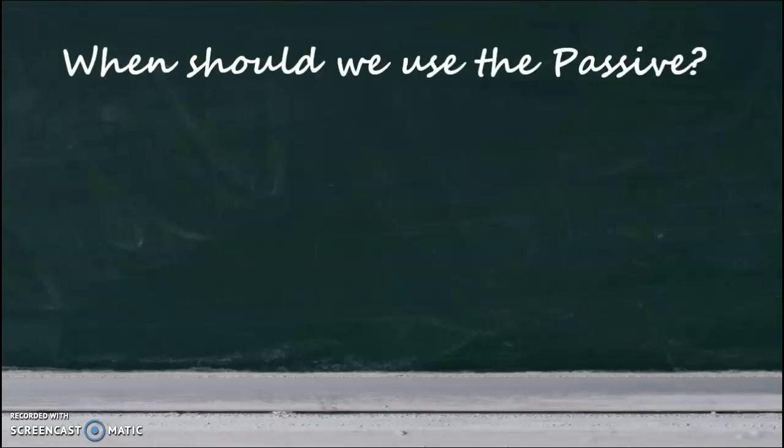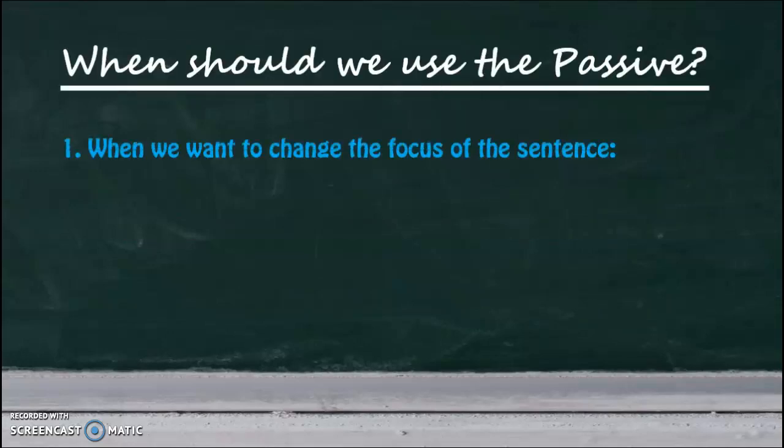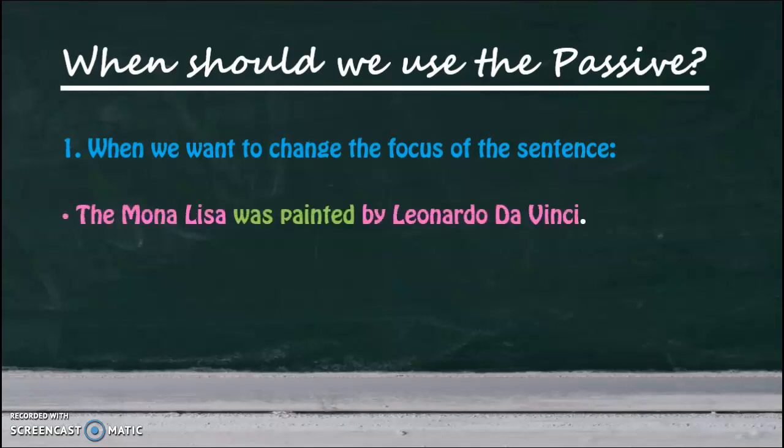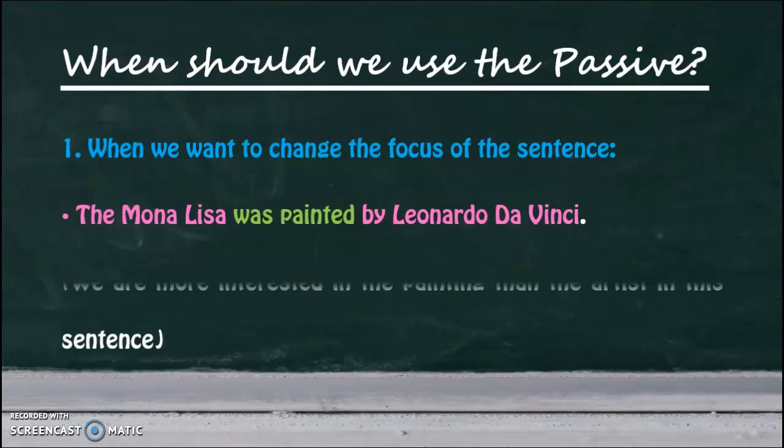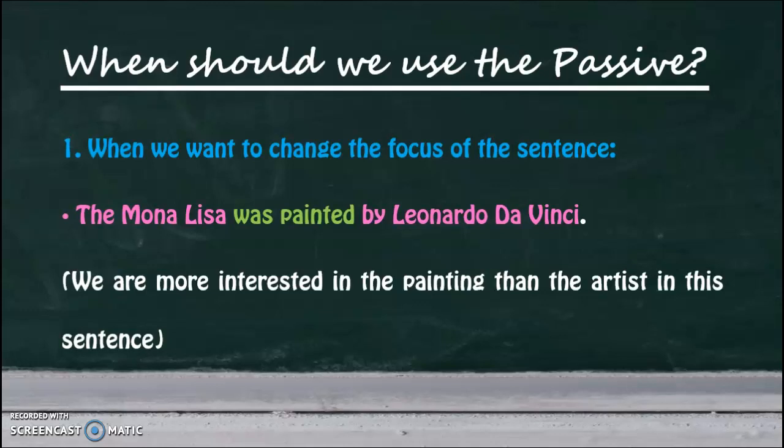When should we use the passive? As we said, when we want to change the focus of the sentence. For example, the Mona Lisa was painted by Leonardo da Vinci. We are more interested in the painting than the artist in this sentence.